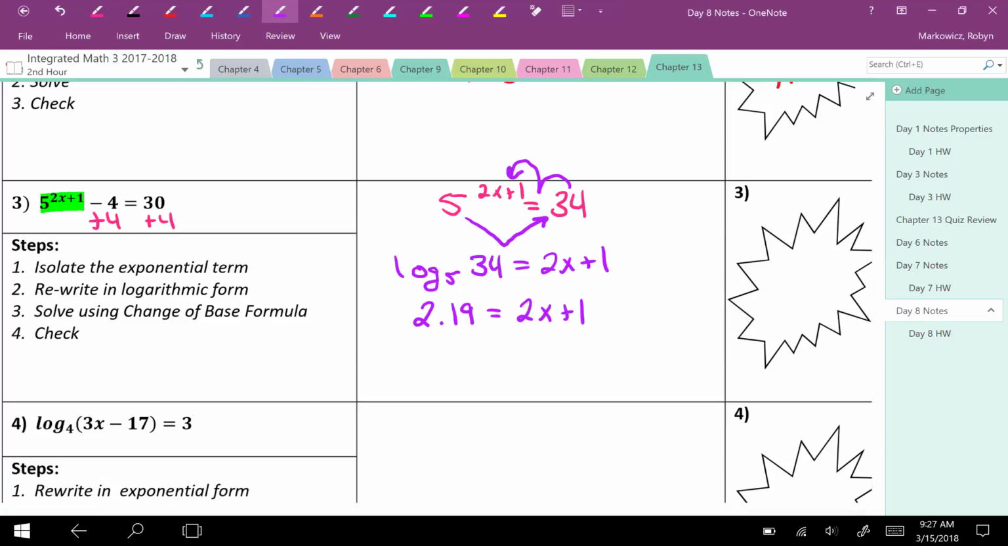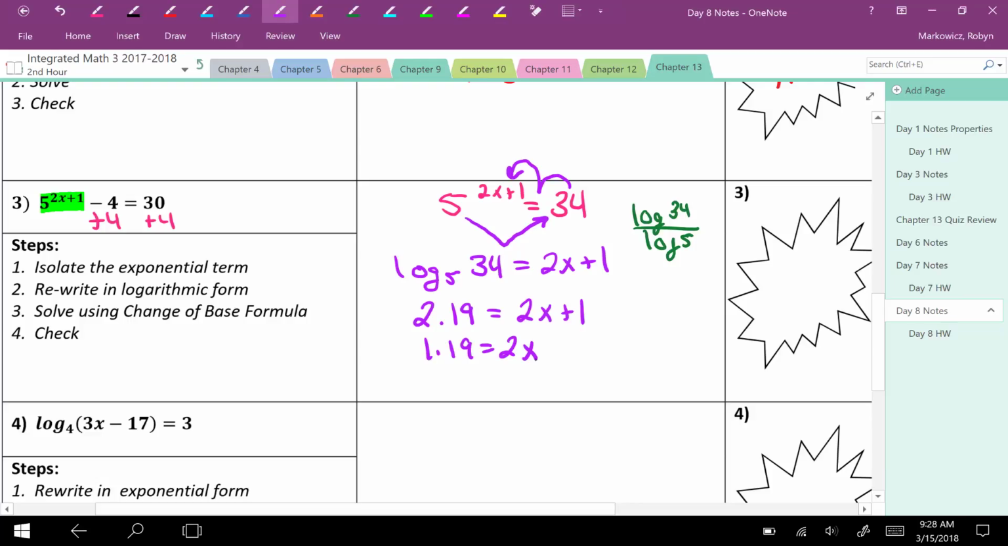What is that green button? Alpha window. So the second one from the top. Then number 5. Or you can also write it as log of 34 divided by log of 5. In your calculator, it'll give you the same thing. So either way you do it, if you divide 2 logs or you do the base change, you can get it. All right, subtract 1 from both sides, so you'll get 1.19 equals 2x.